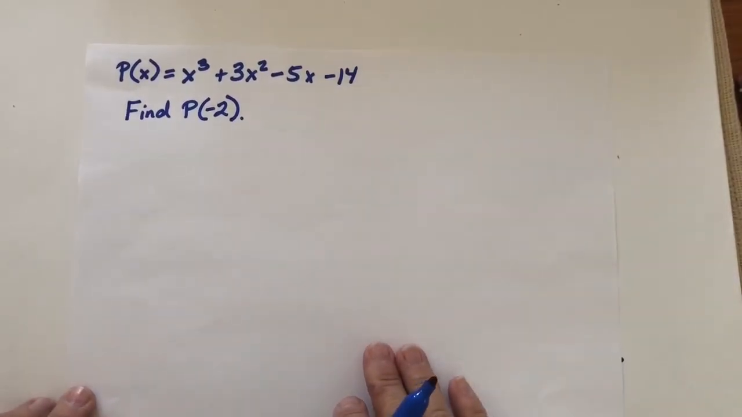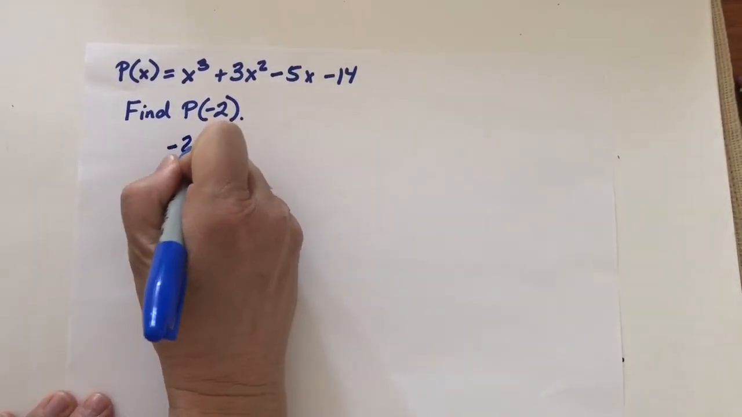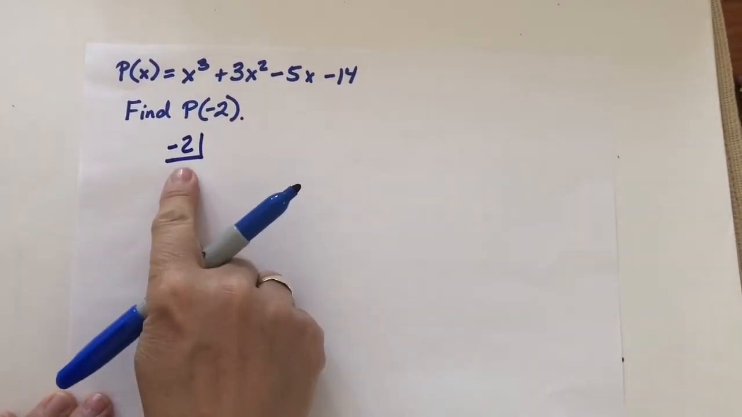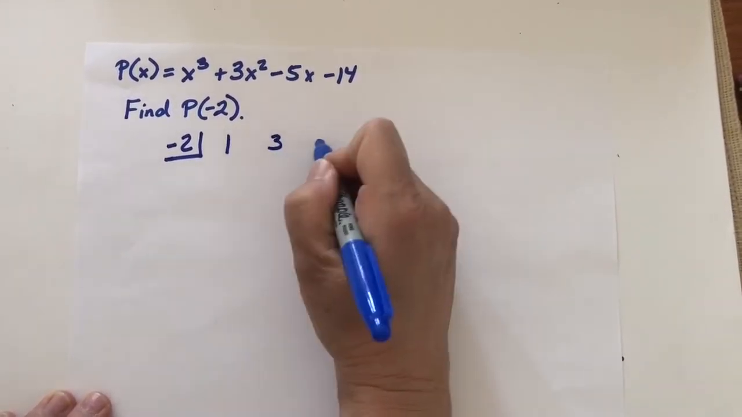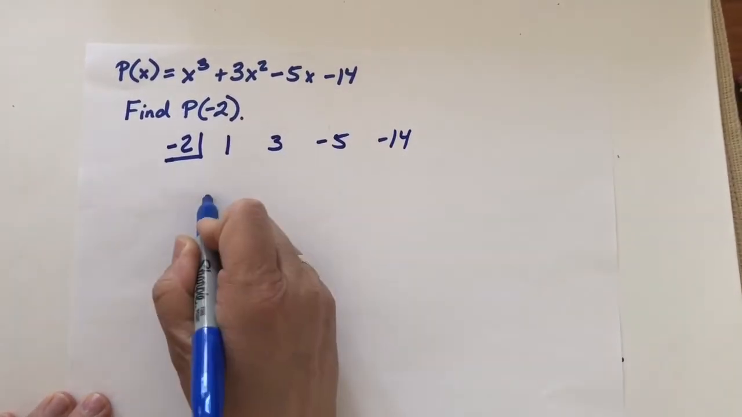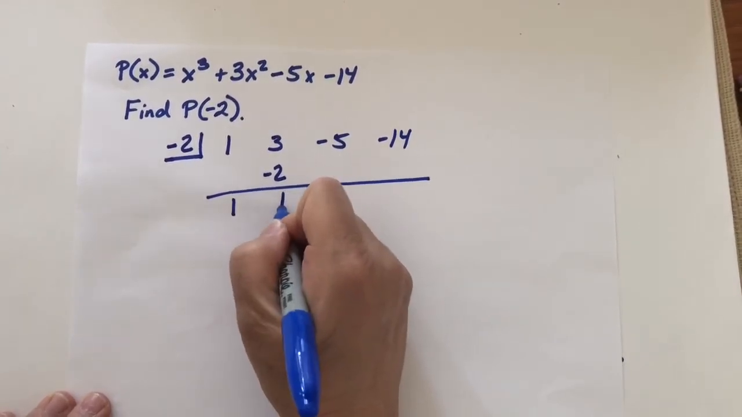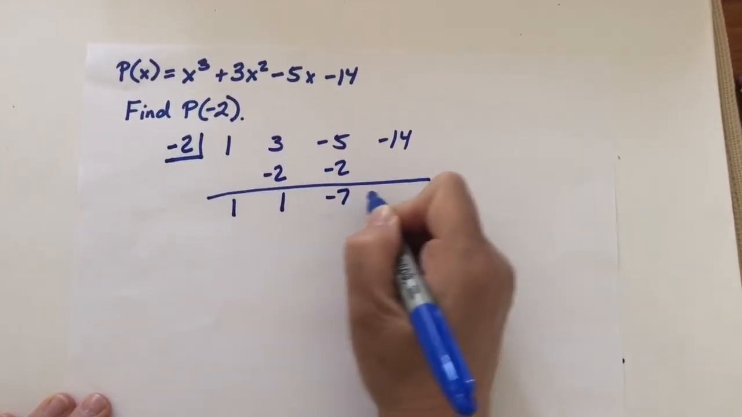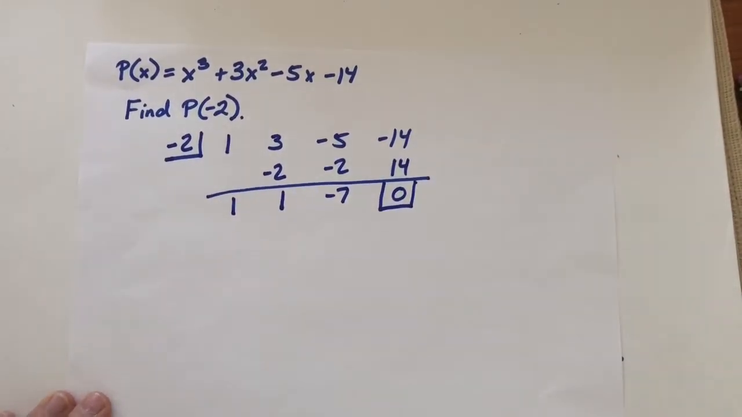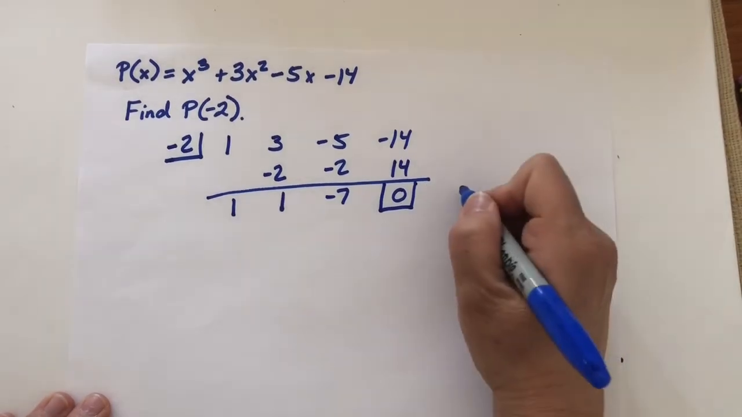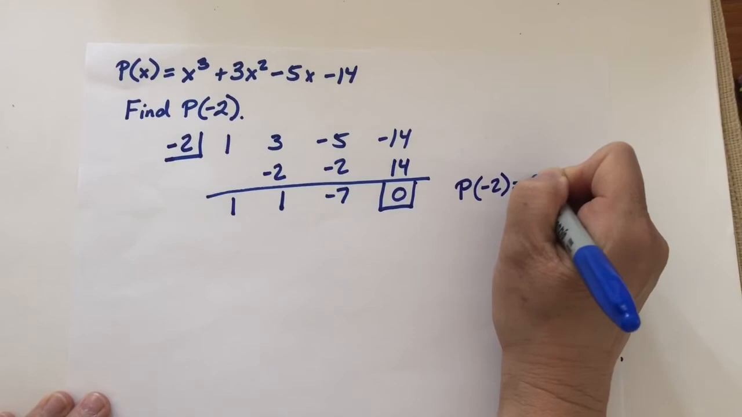So here we are. We're going to find p of -2 using the remainder theorem. So we're going to divide. We're going to put -2 here. Remember, that means we're really dividing by x plus 2. So we have 1, 3, -5, -14. Bring down that first number, multiply and add, multiply and add. I'm going to multiply and add. And this time we do have a remainder of 0. And we can conclude that p of -2 equals 0.